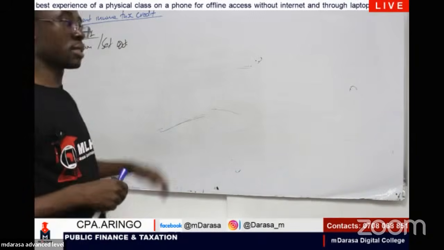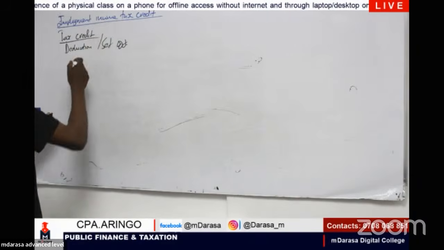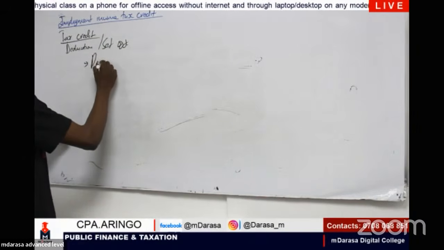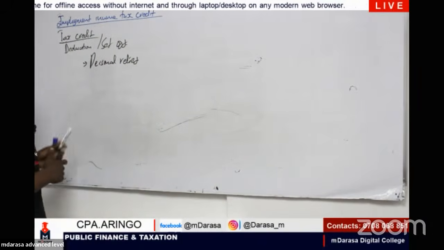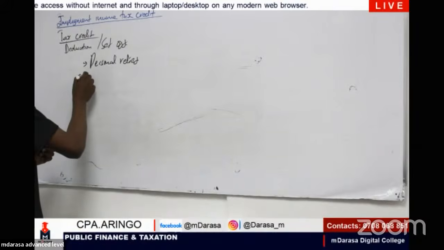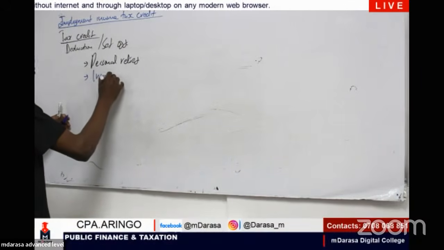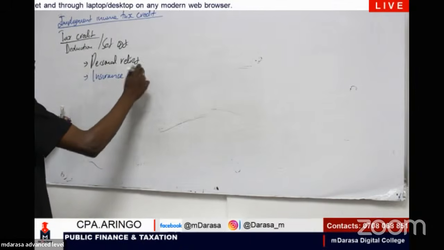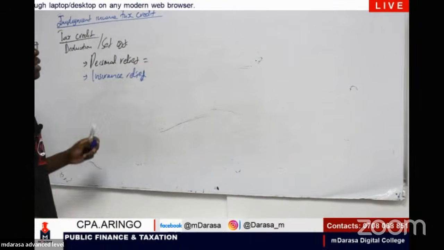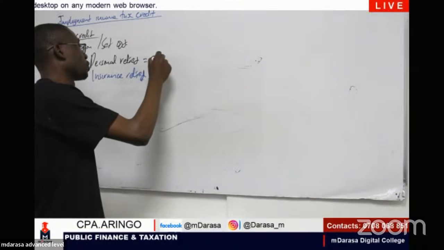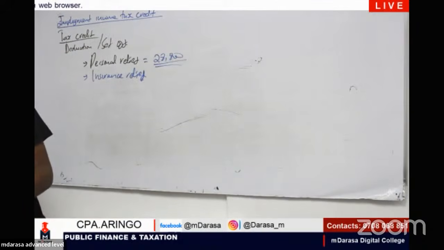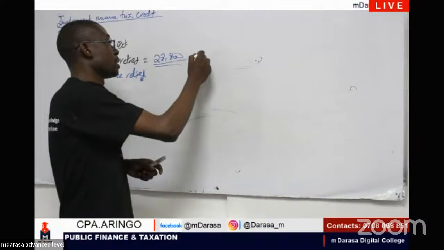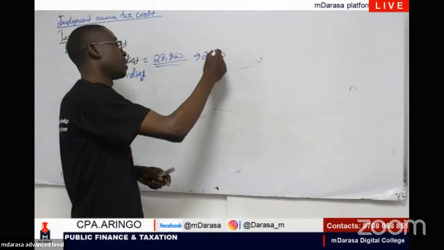For example, in this case, when you're talking of personal reliefs, you read about personal reliefs. Maybe you can talk about insurance reliefs, right? And the beauty part of this case, based on the last financial year, we are looking at 28,800. That is, of course, per annum, which translates to simply 2,400 per month in Kenya.